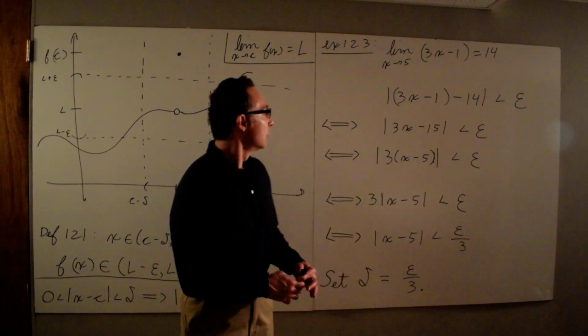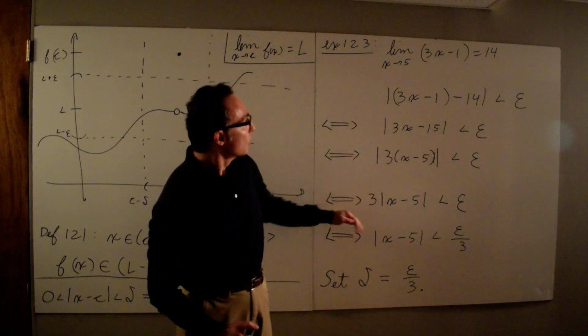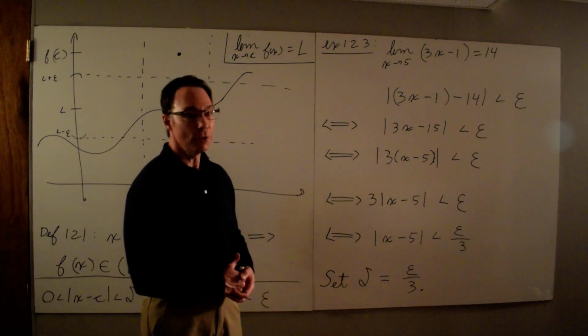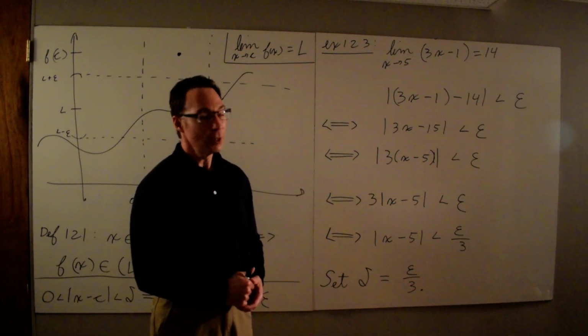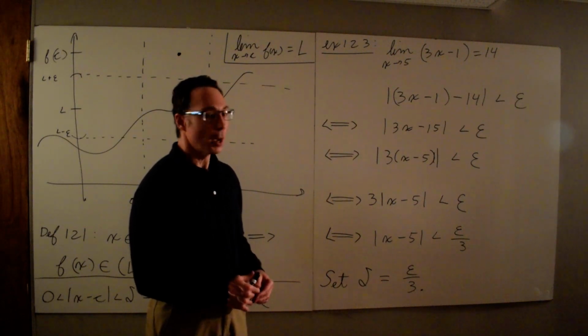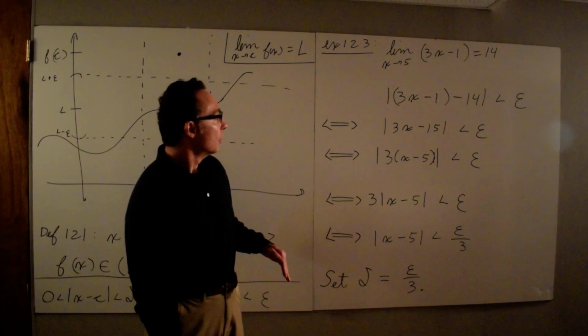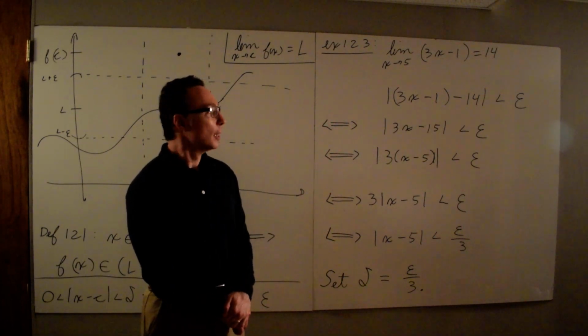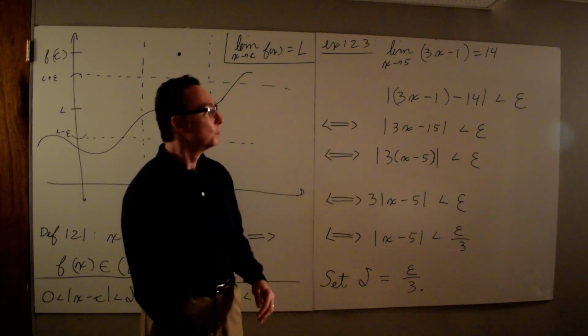Now this part here should remind you of assignment 1, where I gave you some exercises using the absolute value. What I was doing was giving you some exercises that were similar to what you're doing in the epsilon delta definition of limit.